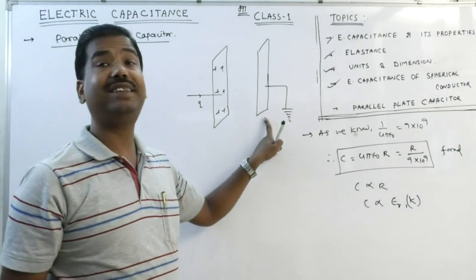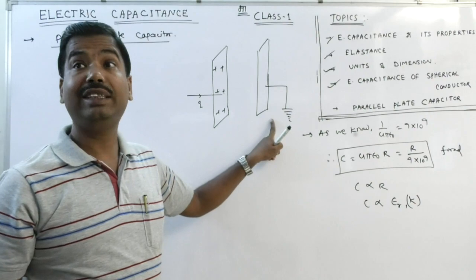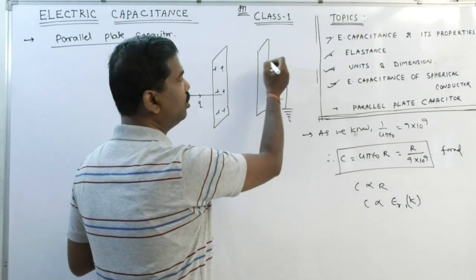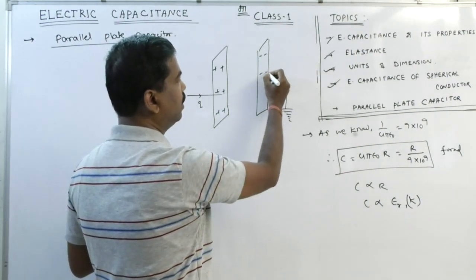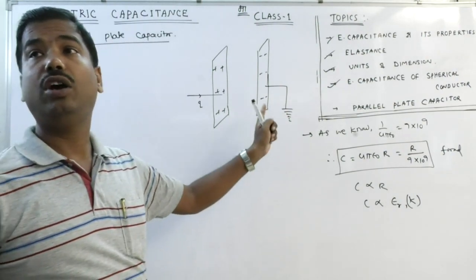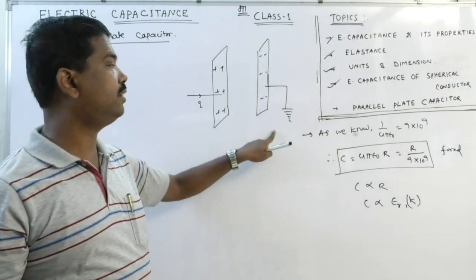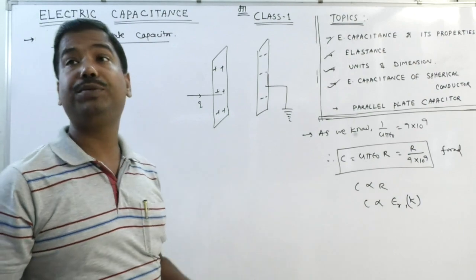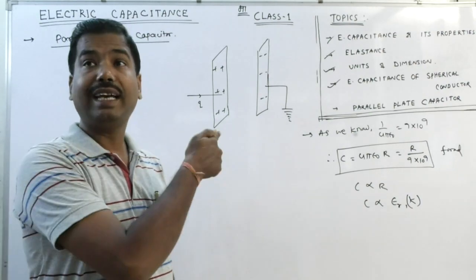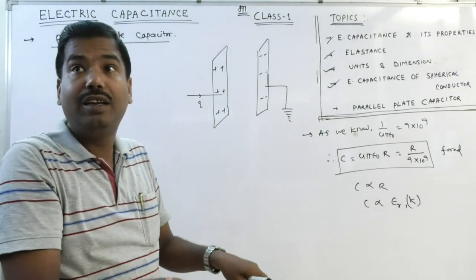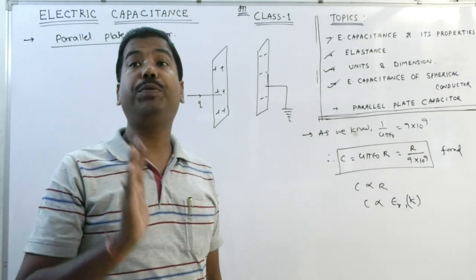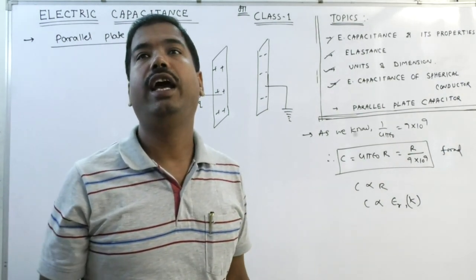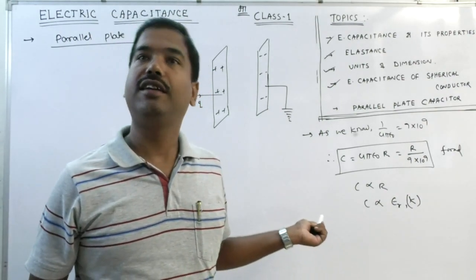When an uncharged plate is placed very close to a positive plate, the near end induces opposite charge, and the far side induces the same charge. As it is earthed, its potential gradually decreases. But due to the continuous supply of charge, the charge gets increased while the potential difference gets decreased. It means Q increased, V decreased, so the Q by V ratio increases, and that is called capacitance. Hence the capacitance considerably increases. Clear?